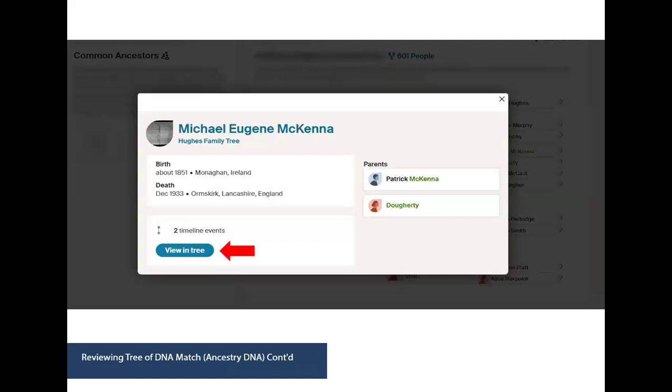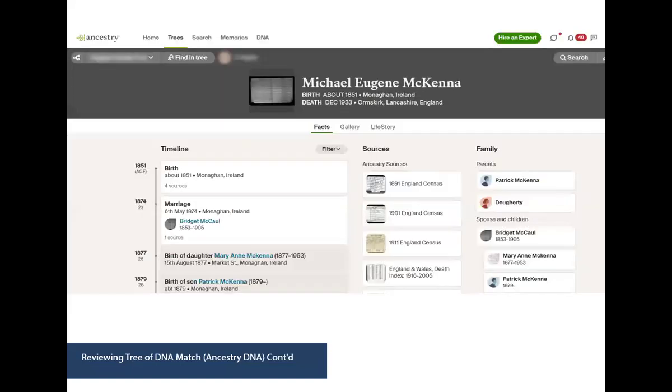But more so, I noticed that they were actually born in County Monaghan, Ireland, and that's where I know I have a lot of my family from. So I want to then view them in their own tree to see what other facts they might already have. So here I see Michael Eugene McKenna, born 1851, died in Lancashire, England.